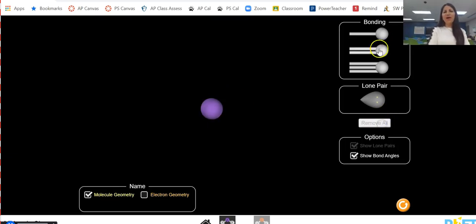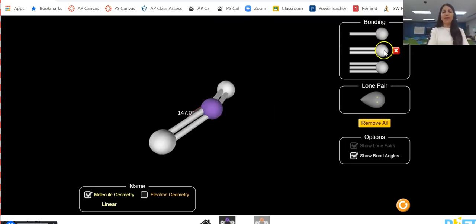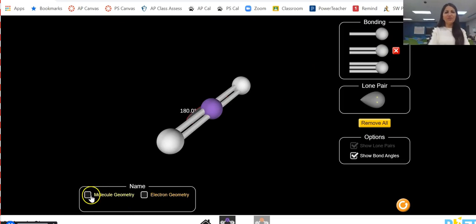Let me remove all. Let's just do 2 double bonds, and let's remove the name here, and let's remove the bond angle. What is the name of the shape, and what's the bond angle? All right, hopefully you answered that this would actually be linear and 180 degrees, okay? All right, let's go to the next one here.